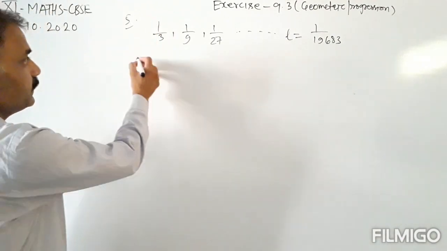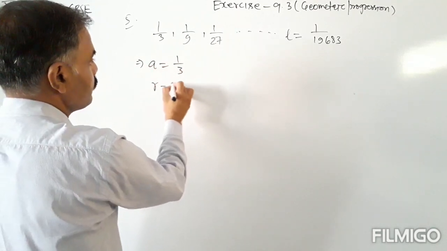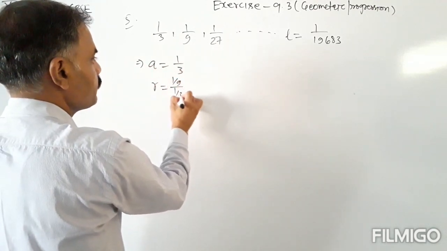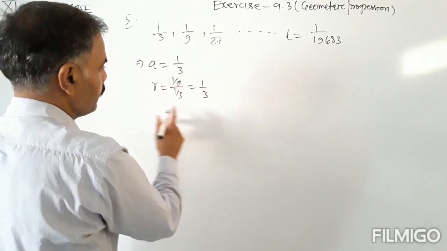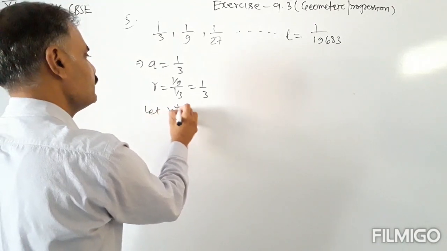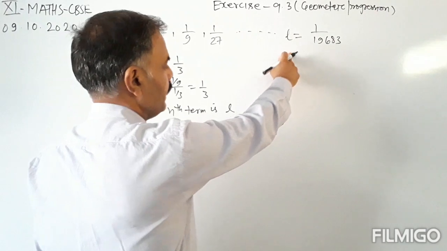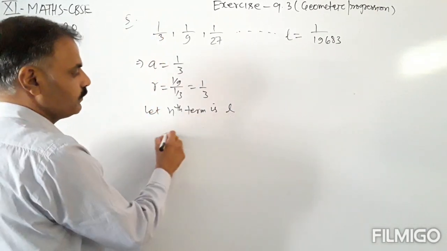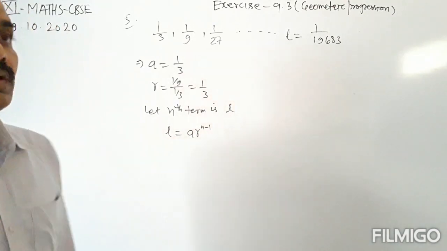Okay, from the sequence we can find A as 1 upon 3, and R is 1 upon 9 divided by 1 upon 3, which equals 1 upon 3. So A and R both are 1 by 3. Let the nth term be L. This L is the nth term. So L equals AR to the power n minus 1.